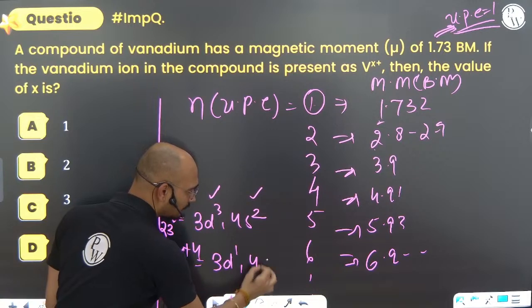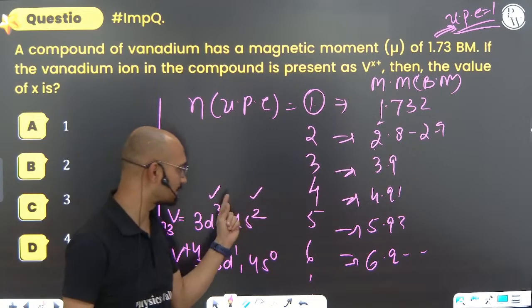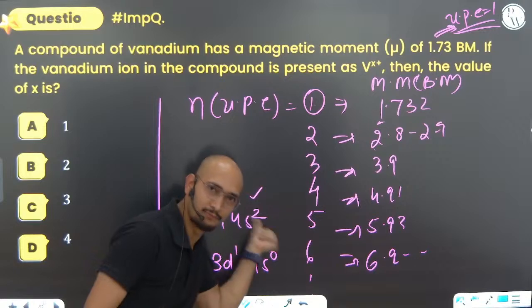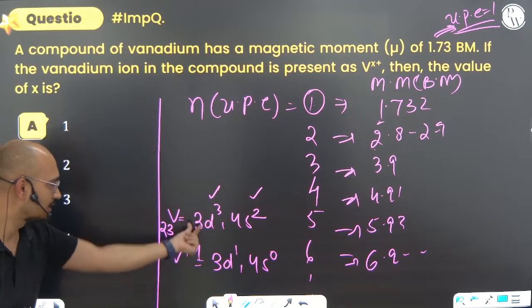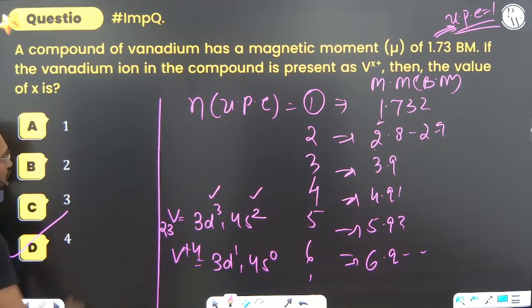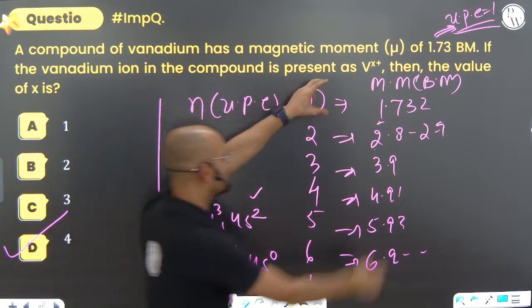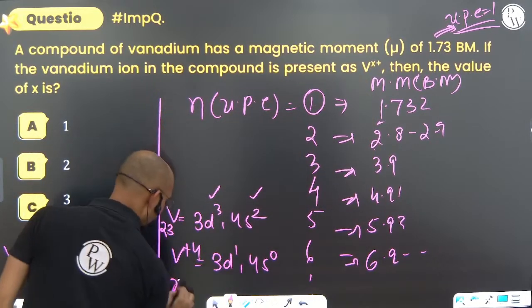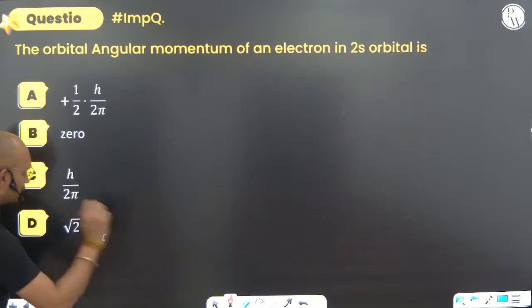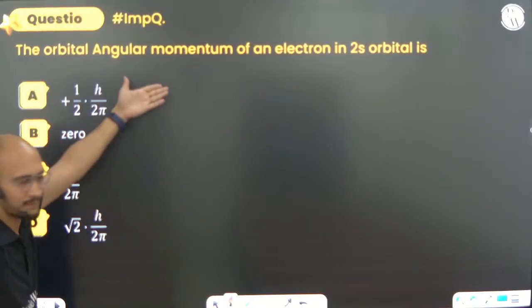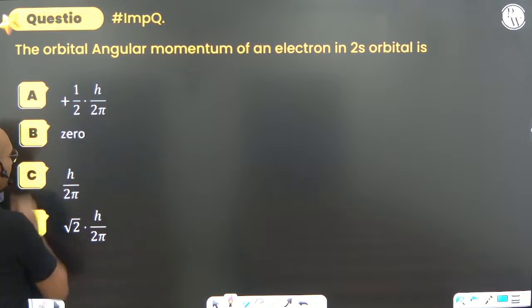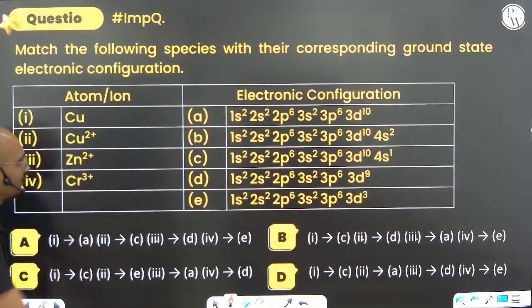V plus 4 will be 3d1 4s0, because the first electrons are removed from the valence shell, that is the fourth shell. So 4s0 3d1, which is plus 4. So how much plus charge should be there? Plus 4 charge should be there. So x equals 4. Very easy. The orbital angular momentum of an electron in a 2s orbital is root of L into L plus 1, but L equals 0. So therefore, the overall value will also be 0.